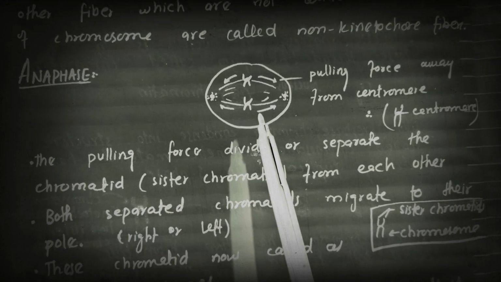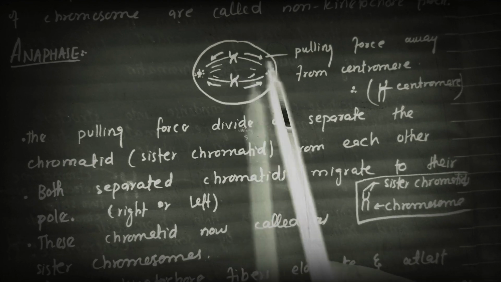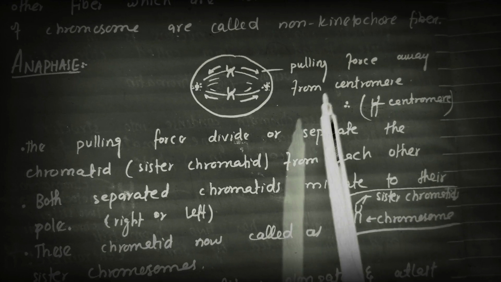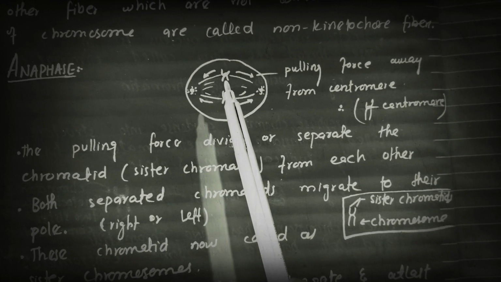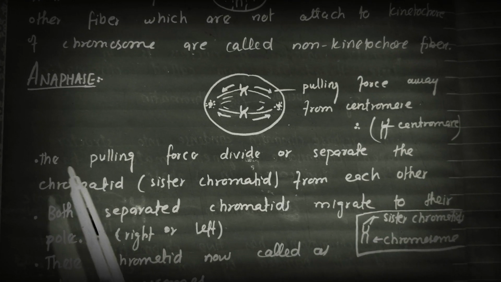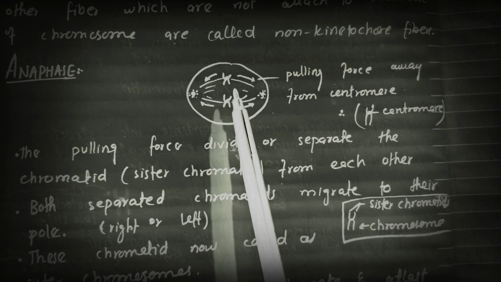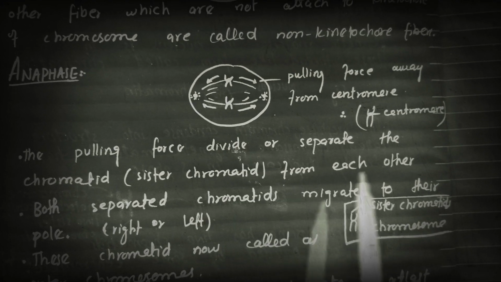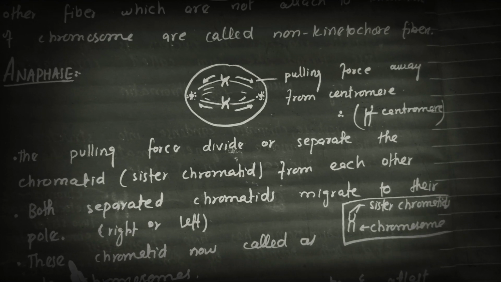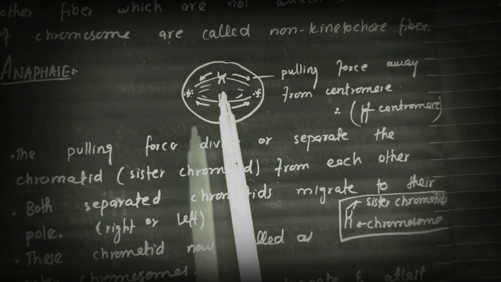Anaphase, the third phase of karyokinesis. When chromosomes align in the metaphase plate, a pulling force is created that separates the chromosomes away from the centromere. Again, in anaphase, the pulling force divides or separates the chromatids. Which chromatids? Sister chromatids. Both these chromatids separate from each other. Both separated chromatids migrate to their poles. These right side chromatids migrate to the right side and left to the left side.